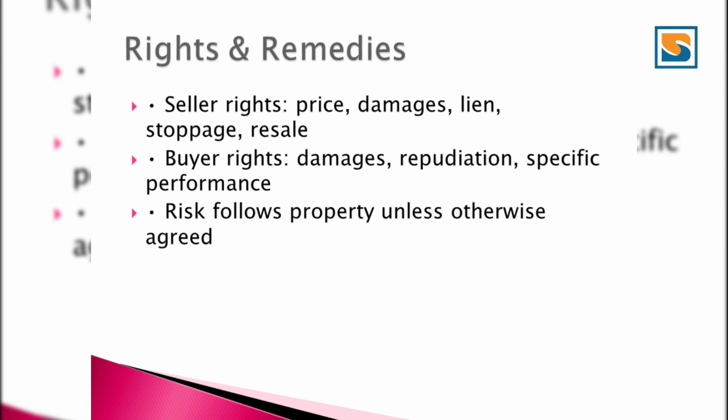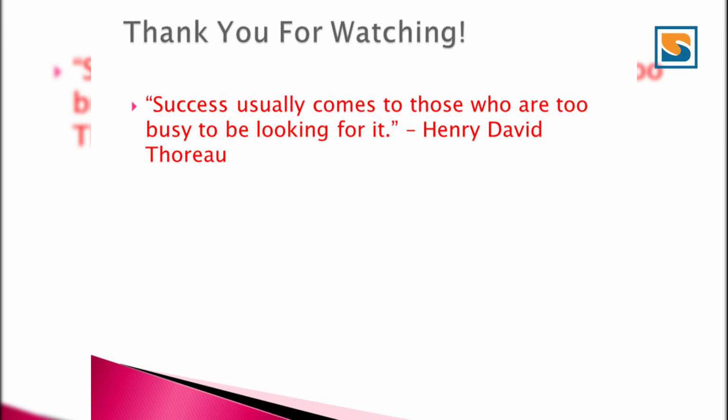The Act provides remedies to both sides. Sellers can sue for the price, claim damages, or exercise rights over goods. Buyers may repudiate, claim damages, or seek specific performance. Risk usually passes with property, so timing of transfer is very critical.